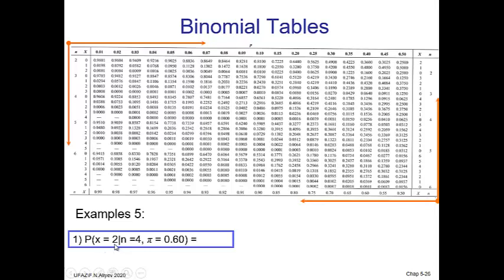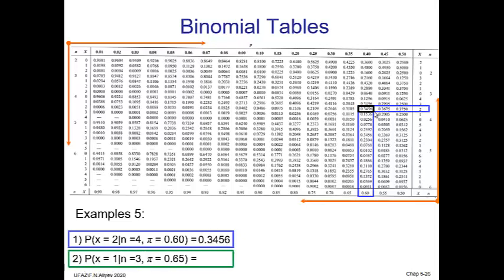Given that x = 2, n = 4, π = 0.60. Because π = 0.60, we use this direction for π, and for n and x we use this direction. Let's select first 0.60 here, n = 4 here, and x value 2 here. So the intersection is this number.